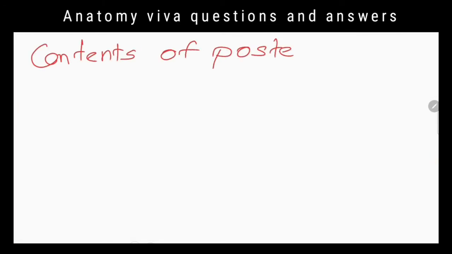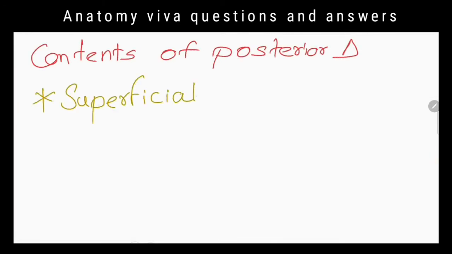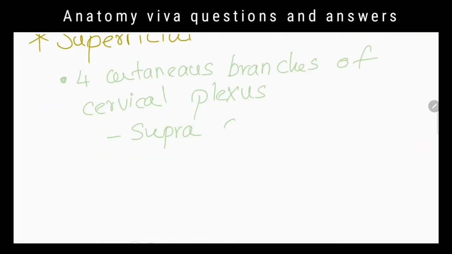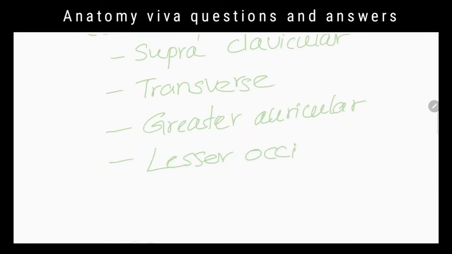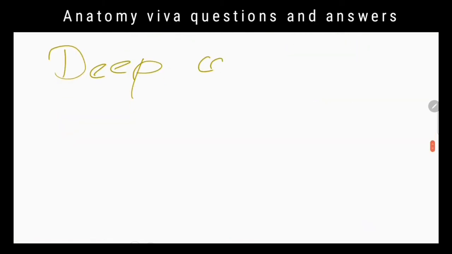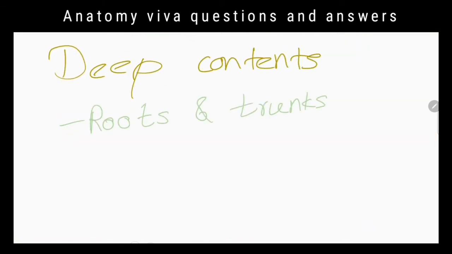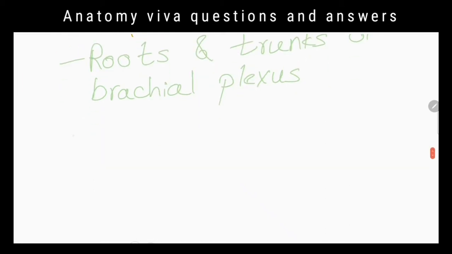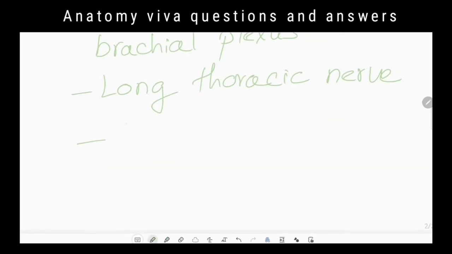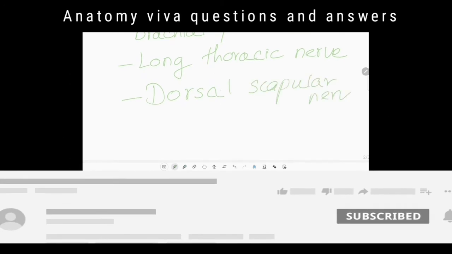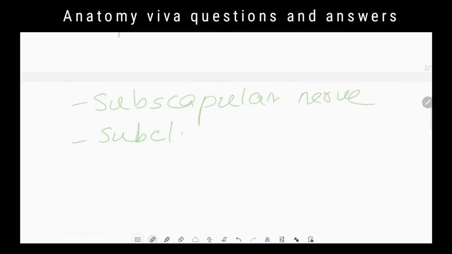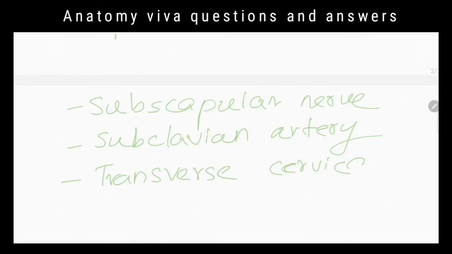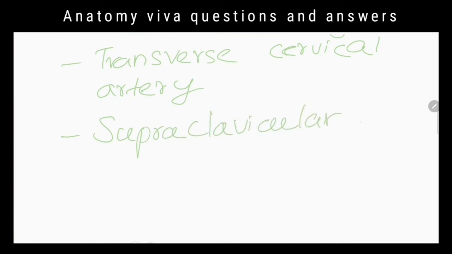Other than that, what are the contents of the posterior triangle of the neck? Superficially, there are four cutaneous branches of the cervical plexus: transverse cutaneous, supraclavicular, great auricular, and lesser occipital. Deeply, roots and trunks of the brachial plexus, long thoracic nerve, dorsal scapular nerve, nerve to subclavius, suprascapular nerve, subclavian artery, transverse cervical artery, suprascapular artery, and occipital artery are there.